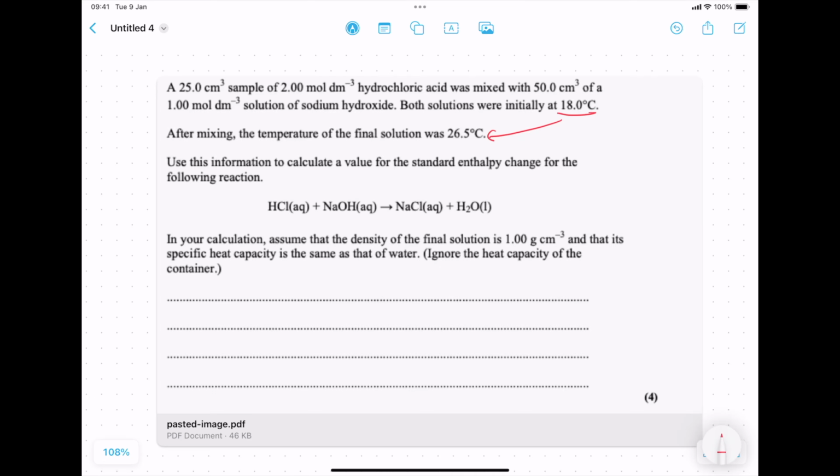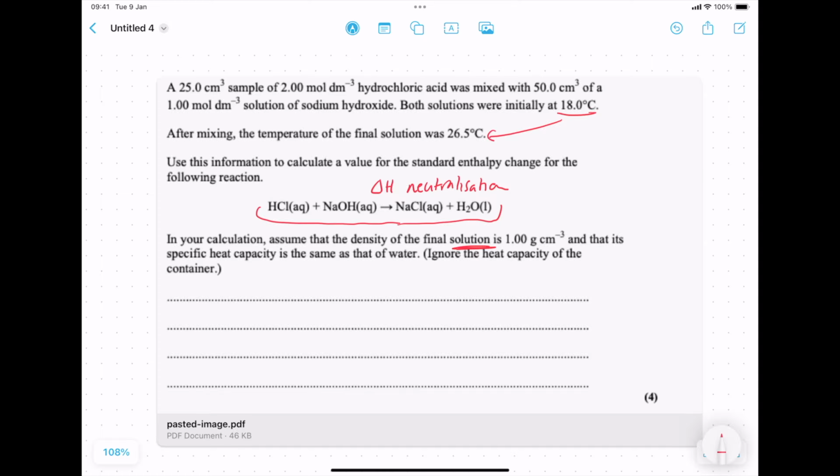Now, if you look at this reaction, you can see it's an acid reacting with an alkali. So it is an enthalpy of neutralisation. So an acid plus an alkali produces a salt and water. And it says, in your calculation, assume that the density of the solution, so the solution is this whole thing, is 1 gram per centimetre cubed.